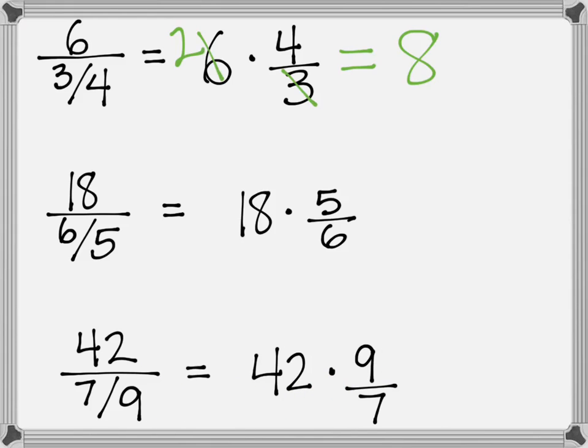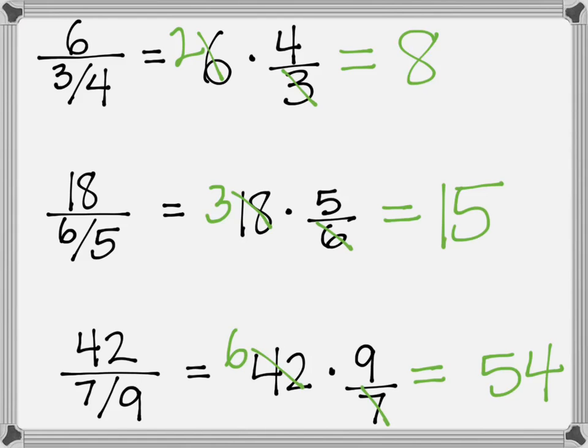And then just really quickly, we can see that you would cancel: the 3 goes into 6 twice, and it becomes 4 times 2 is 8. The next one, 6 goes into 18 3 times, we have 3 times 5 is 15. And lastly, 7 goes into 42 6 times, so it's 6 times 9, which is 54. So that's about how you divide by fractions.